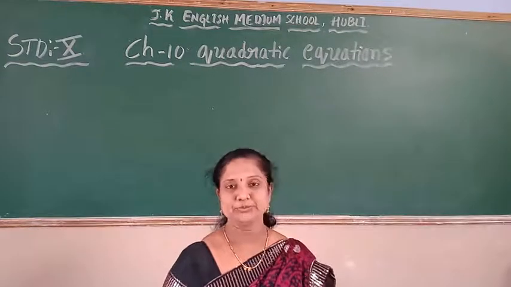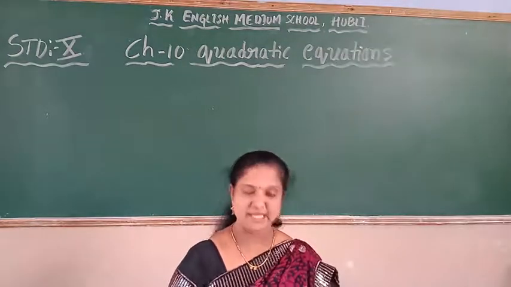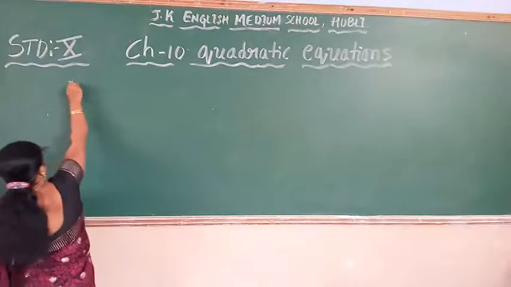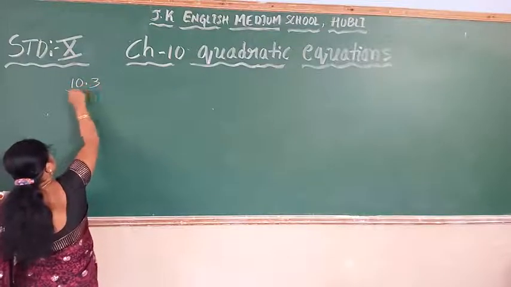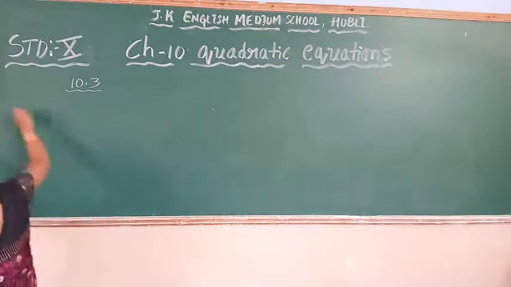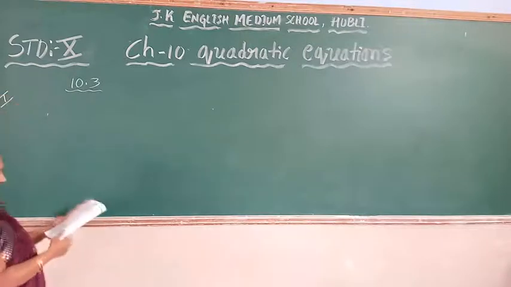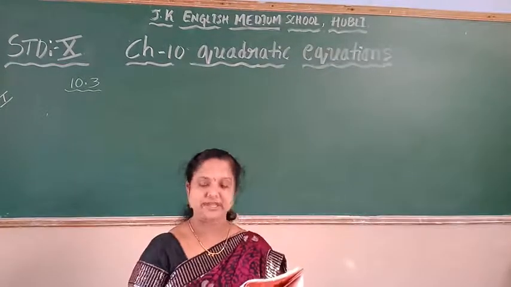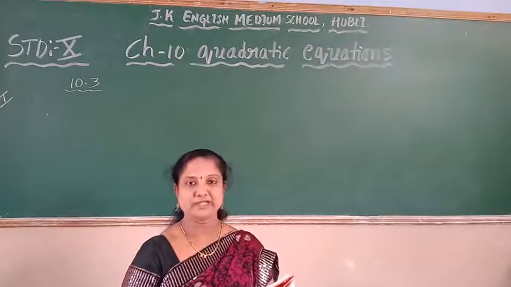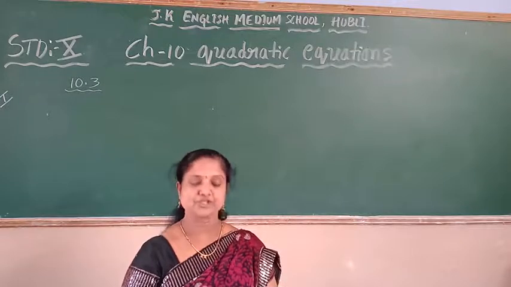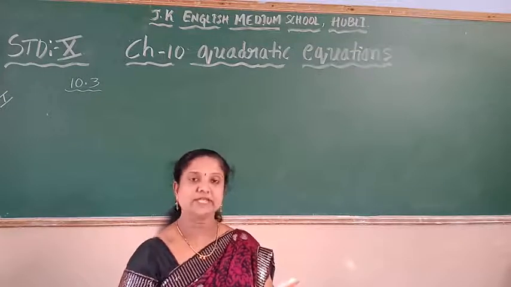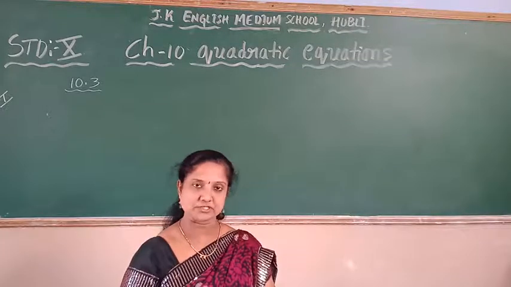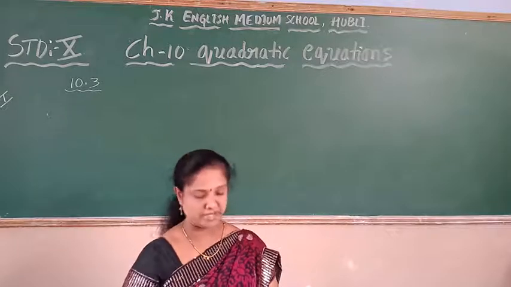I am going to continue chapter 10, quadratic equations. In that, exercise 10.3, first main question: find the roots of the following quadratic equations, if they exist, by the method of completing the square. In this, they gave some quadratic equations and told us to find the roots of these quadratic equations by using the completing the square method.